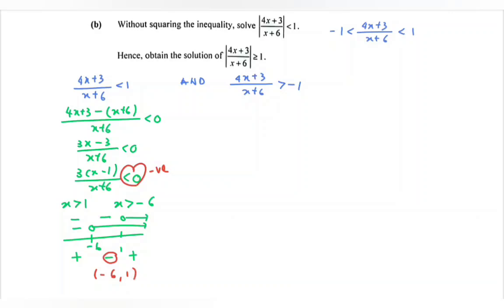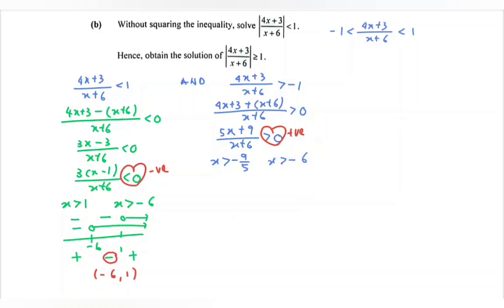Next, focus on the right hand side. We have 4x + 3 plus bracket x + 6. So rearrange, at the same time, we equalize the denominator. So here we have (5x + 9)/(x + 6). So here we have the simplest form. Then next is to determine the sign. So x is greater than negative 9 over 5. x is greater than negative 6.